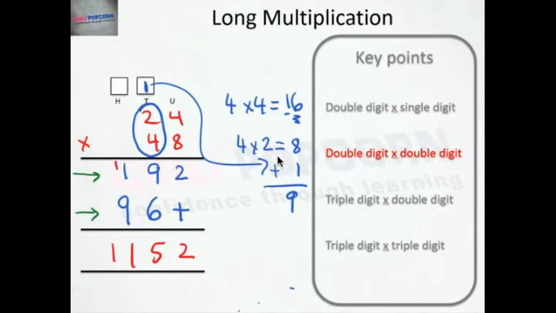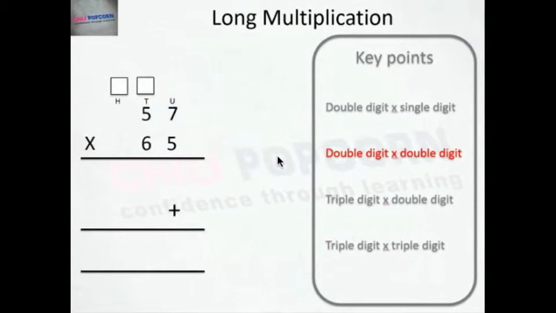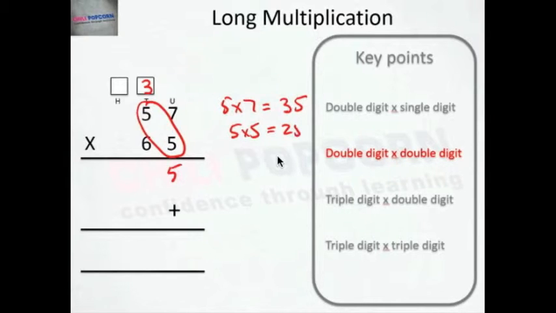And I'll show you a couple more examples so that you really understand how the method works. So let's take another example here, 57 times 65. So first of all, remember we do 5 times 7. 5 times 7 is 35. So we put 5 here, carry over 3. And we do 5 times 5. So that's these two numbers here. 5 times 5 is equal to 25. We're going to add back the 3, so that's going to give us 28. So we write down 28.